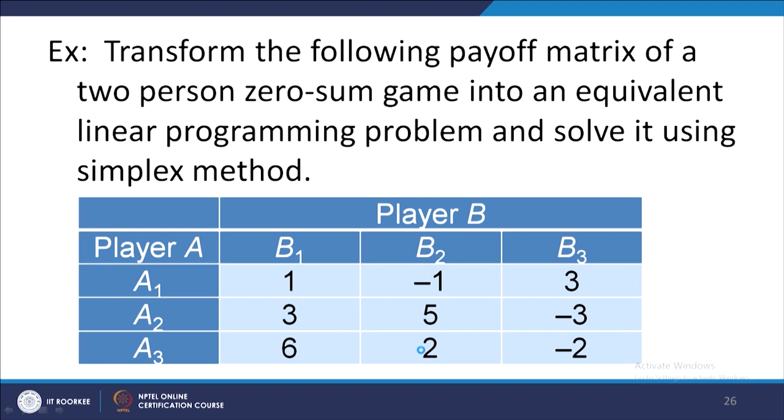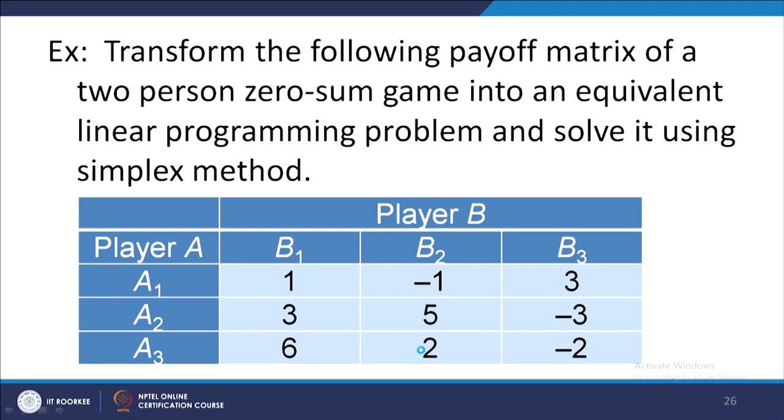Transform the following payoff matrix of a 2-person zero sum game into an equivalent linear programming problem and solve it using the simplex method. Now you can see that there are two players A and B, both have three strategies each, that is A1, A2, A3 and B1, B2, B3, and the payoff matrix is given by 1, minus 1, 3, 3, 5, minus 3, 6, 2 and minus 2.